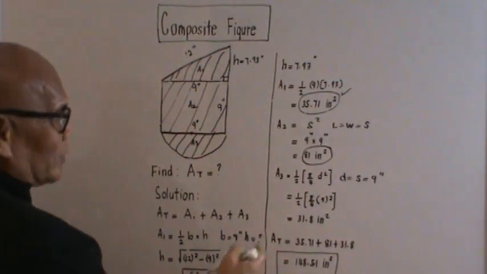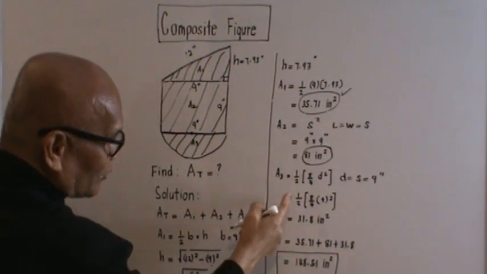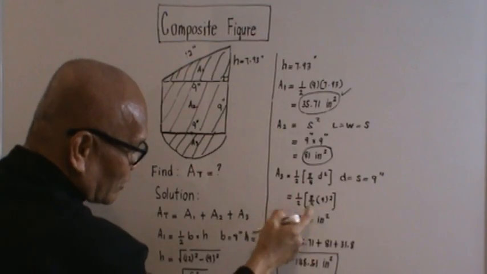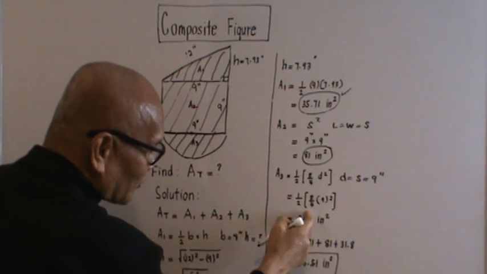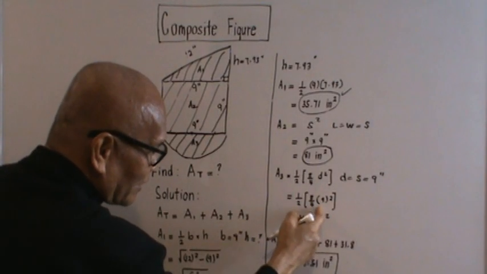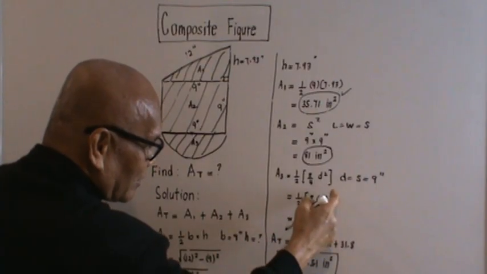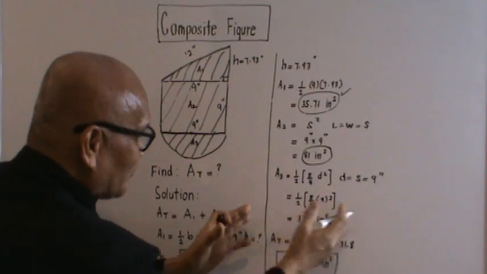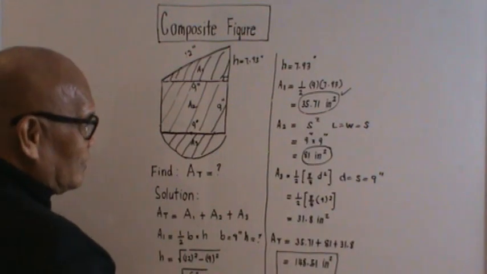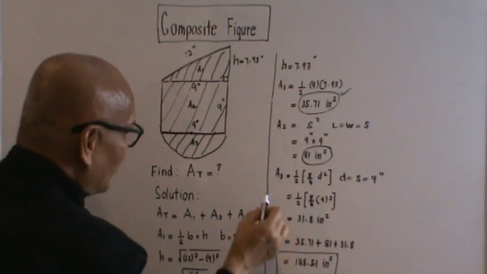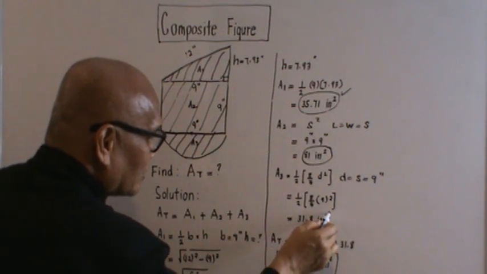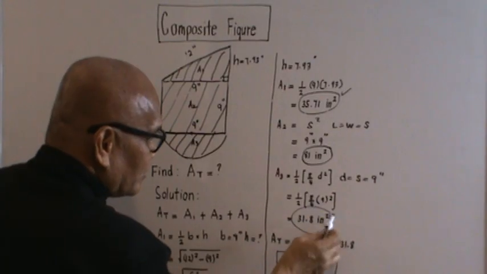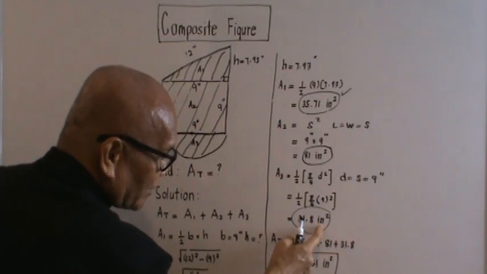Okay, so by following this formula, this should be 1/2 times the quantity, open bracket, pi over 4, times the quantity 9 squared, close bracket. If we simplify this, the area of the semicircle is 31.8, which we read in engineering as square inches.